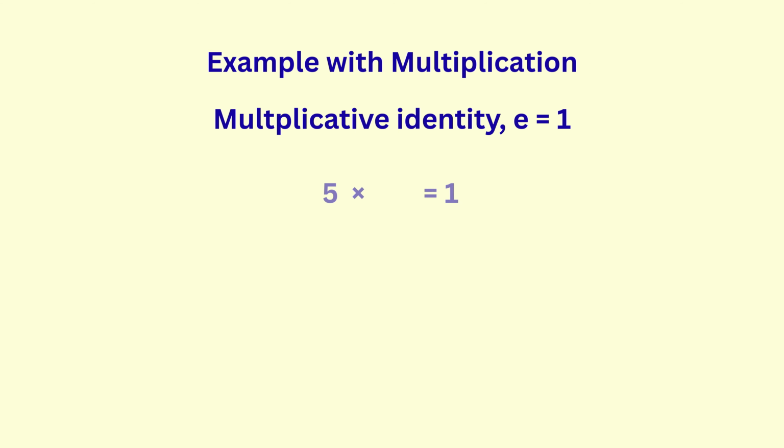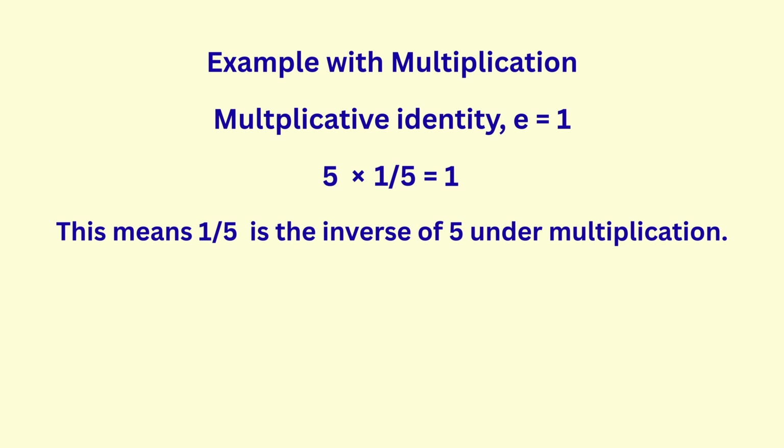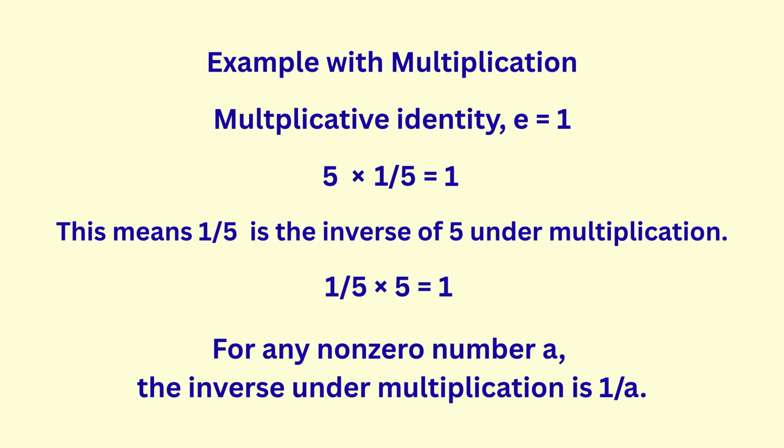Now let's look at multiplication. Here, the identity element is 1. So the question becomes, what number multiplied by 5 will give us 1? The answer is 1/5. This means that 1/5 is the inverse of 5 under multiplication, and 5 is the inverse of 1/5. In general, for any non-zero number a, the inverse under multiplication is the reciprocal, or 1 over a.